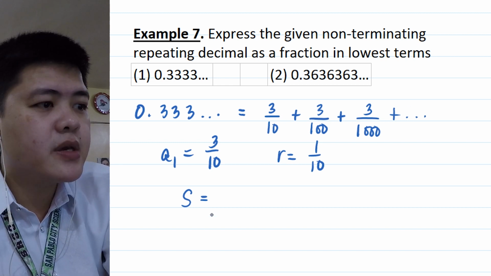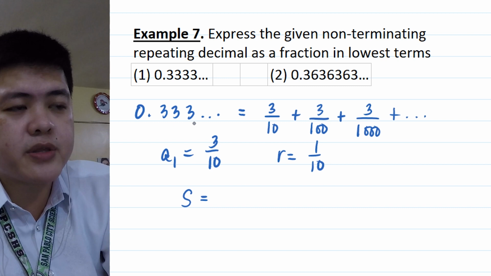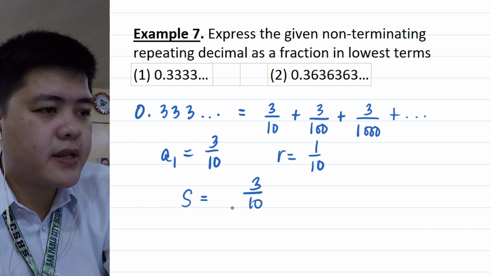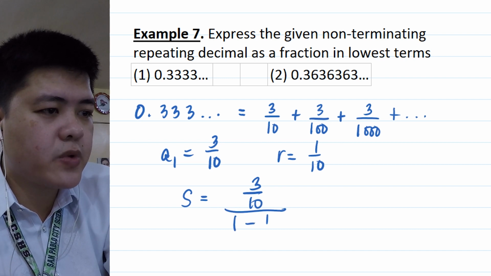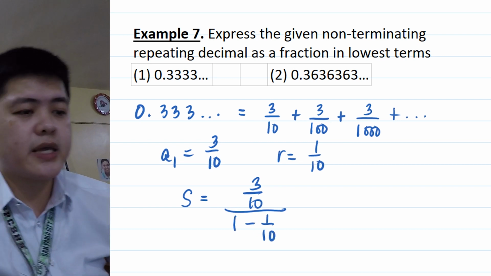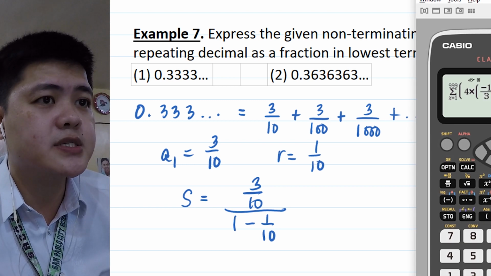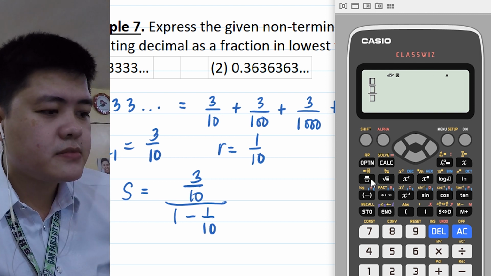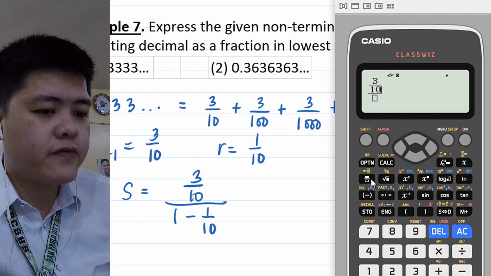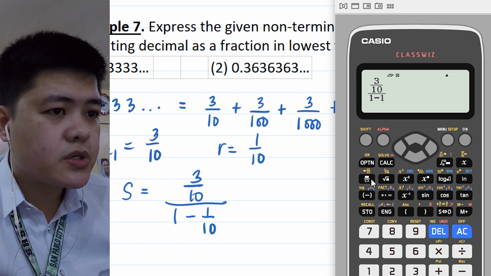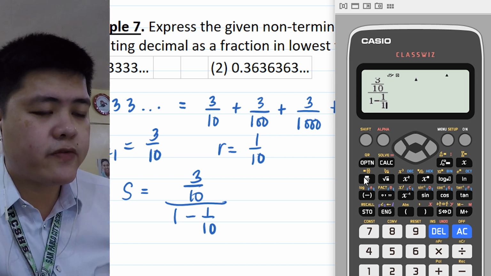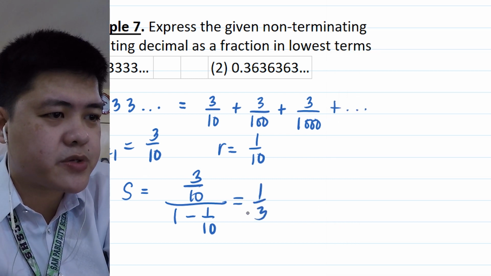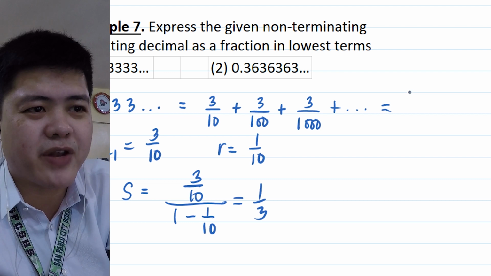So the sum, or this 0.333 can be written as a sub 1, which is 3 over 10, divided by 1 minus 1 over 10. Okay, let's get our calculator to simplify this for us. So we'll have 3 over 10 over 1 minus 1 over 10. The answer is 1/3. So our S can be written as 1/3. So ibig sabihin, itong 0.333, alam natin that's equivalent to 1/3.